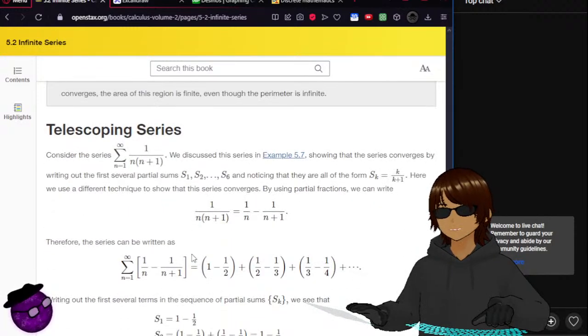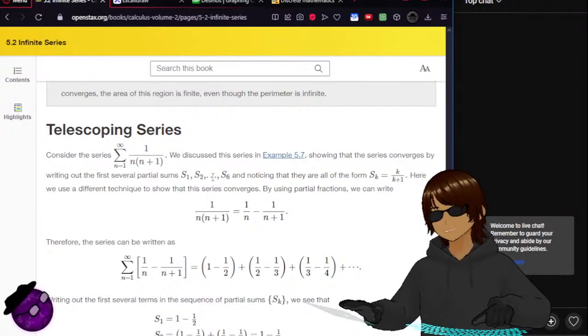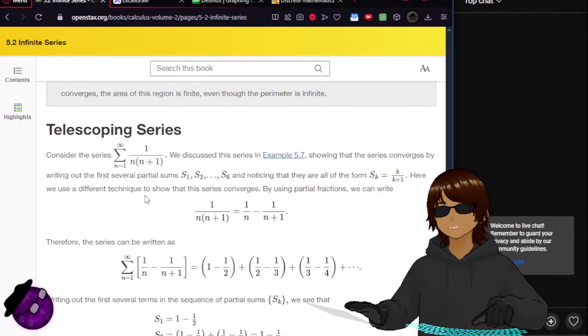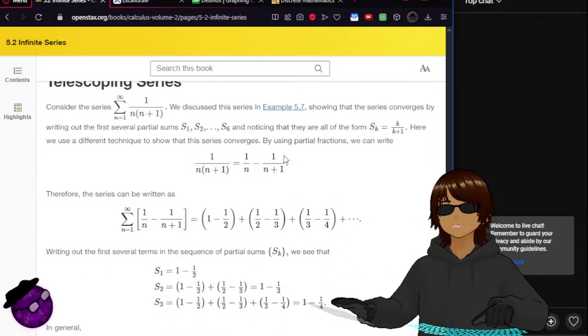Telescoping series. Consider this series, 1 over n times n plus 1. We discussed this series in example 5.7, showing that the series converges by writing out the first several partial sums s1, s2 to s6, noticing that they are all of the form k over k plus 1. Here we use a different technique to show that this series converges. By using partial fractions, we can write 1 over n times n plus 1 is equal to 1 over n minus 1 over n plus 1.